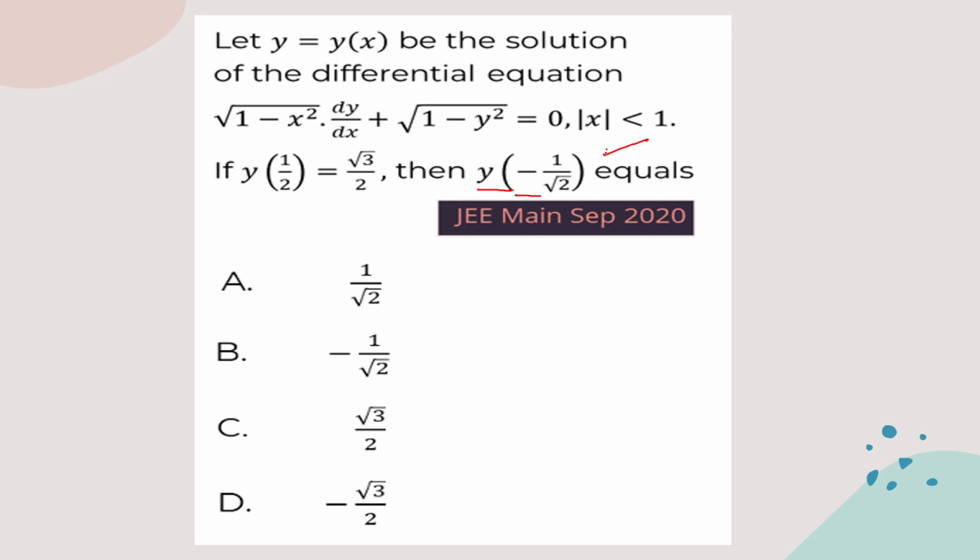So I said to you already, if it is given like this, y of minus 1 by 2, y of 1 by 2 already given, right? So at x is equal to 1 by 2, they are giving you the value of y. So this means that at x is equal to 1 by 2, y value is root 3 by 2. So first you have to find out the y from the differential equation.